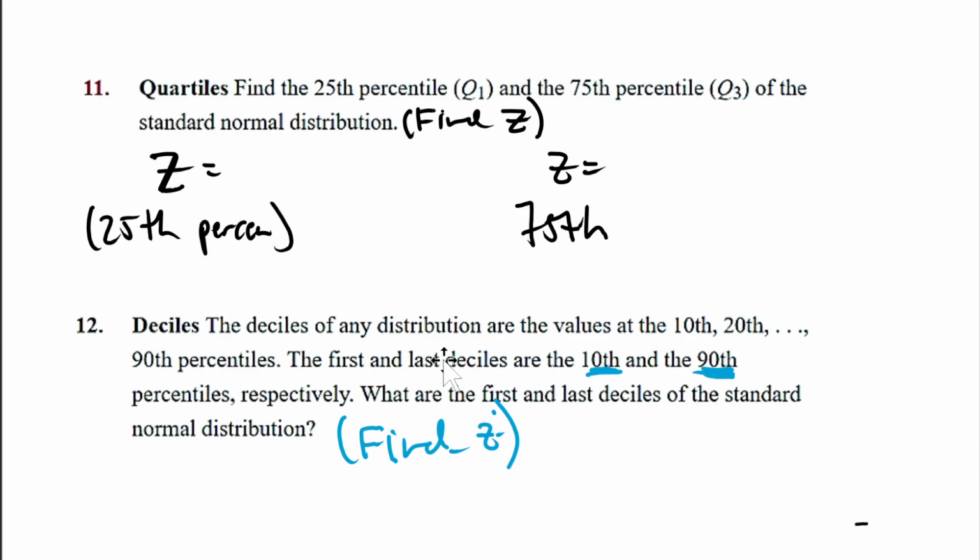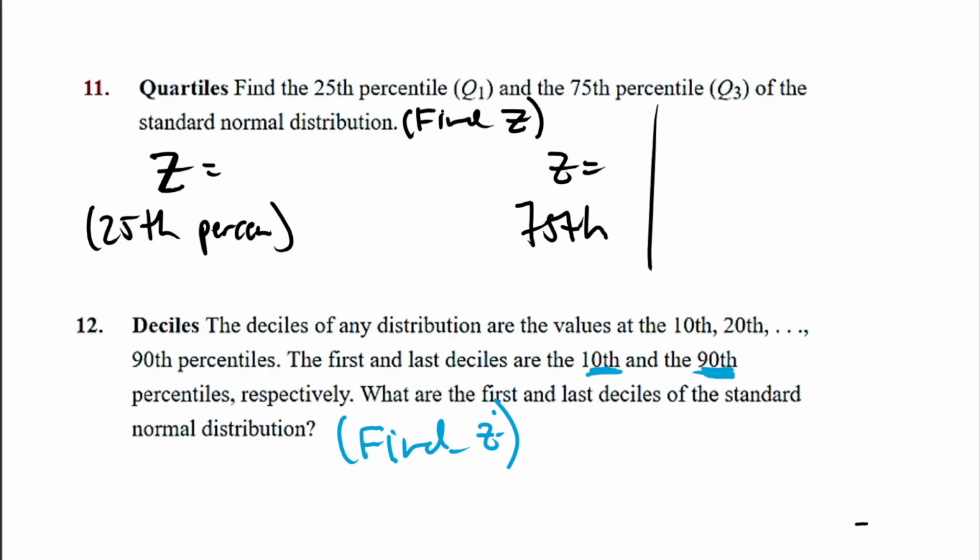These questions, I really have a complaint with the book because it doesn't ask you exactly what to do. It just says, find the 25th percentile. Well, what about it? What they really mean is find the z-score for the 25th percentile. So if you really wanted to write this out, they're asking what's the z-score of the 25th percentile, what's the z-score of the 75th percentile.